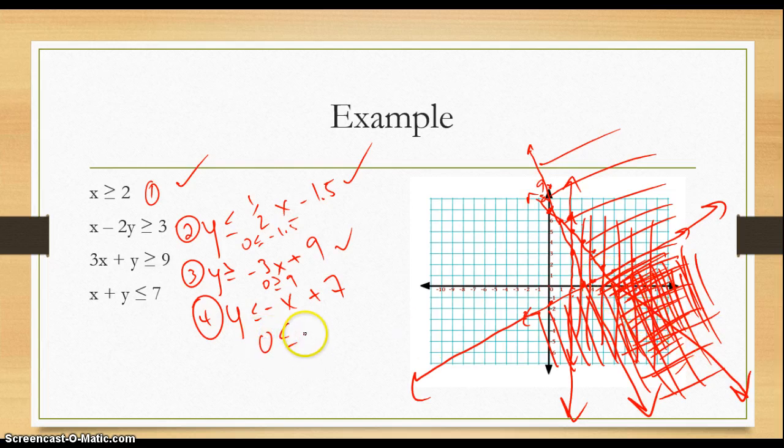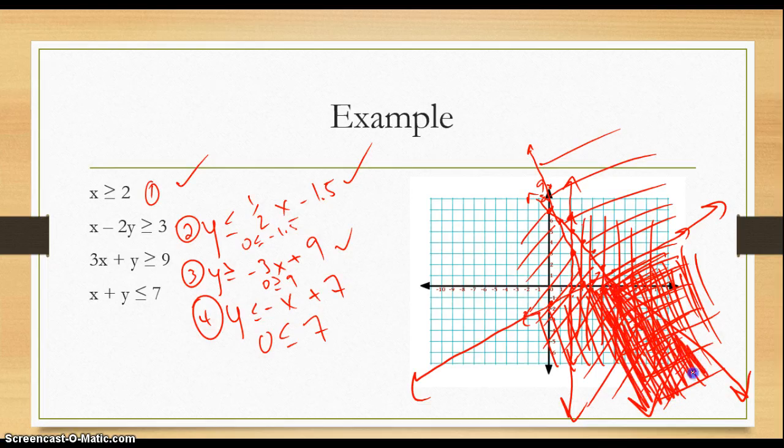Is 0 less than or equal to 7? And 0 is less than or equal to 7. So for that line, we'll shade this side right here. So you can see my solution is right in here. Okay? Greater than negative 2 is over on this side. Then these lines really tell me what needs to occur on my drawing here.